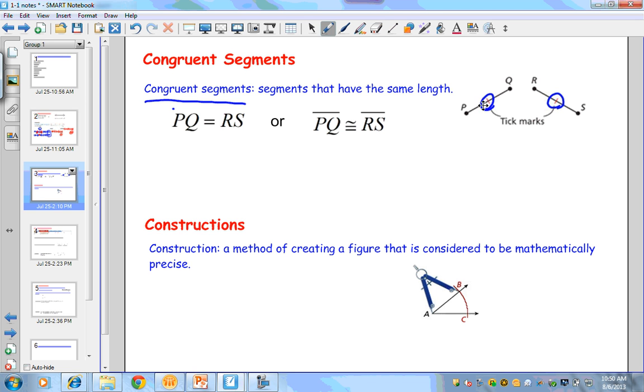So not even knowing the actual distance between M or P and Q, I know that because this tick mark is the same as this tick mark, both these segments are the exact same. Now, down here at the bottom, we're talking about constructions. We're going to skip that for now, and we'll come back to that at a later date.